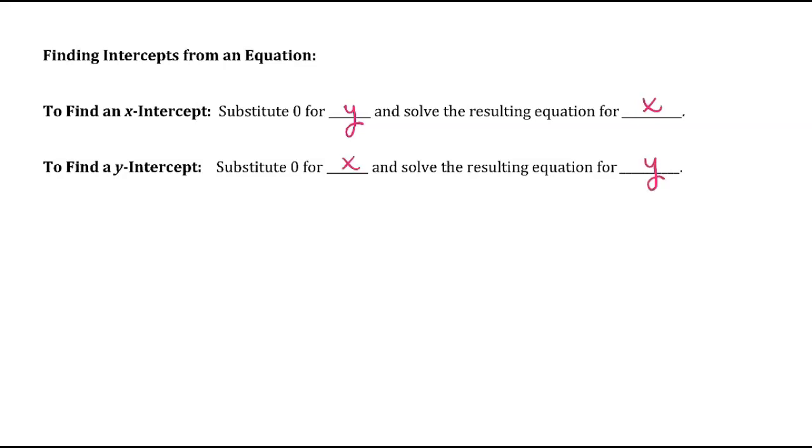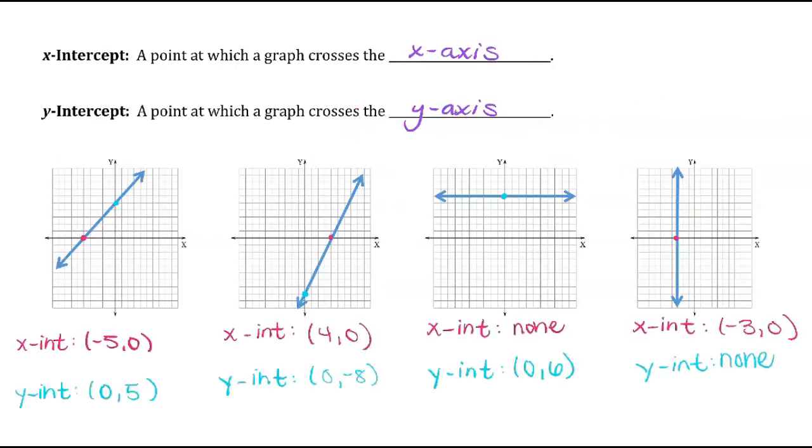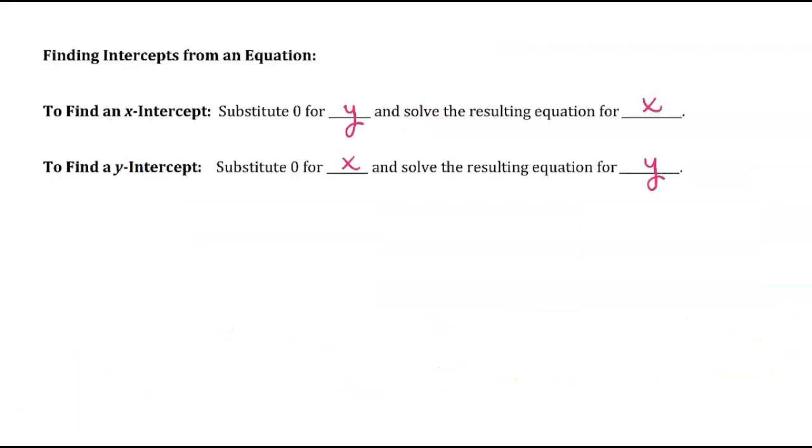Quickly look back at our previous four graphs. Notice that on each of our x-intercepts, the y value is 0. And on each of our y-intercepts, the x value is 0. That is, to find an x-intercept, set y equal to 0. To find a y-intercept, set x equal to 0. Let's practice this concept in example 1.